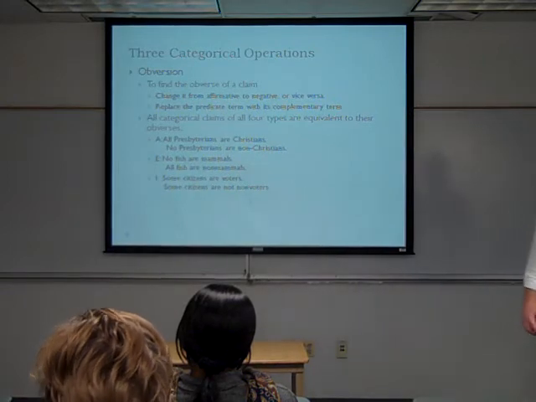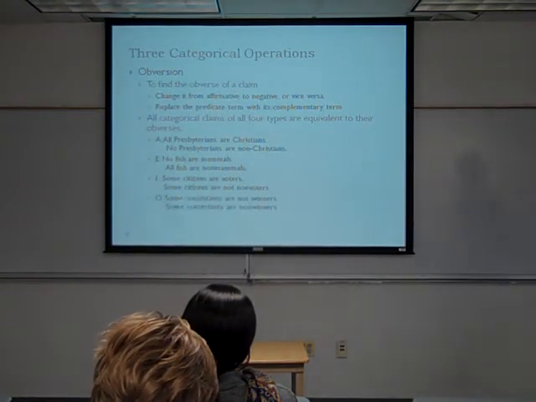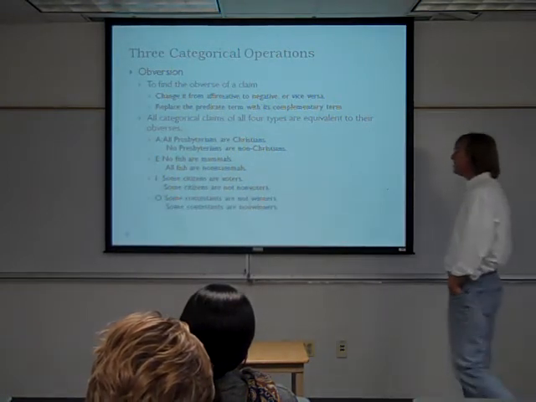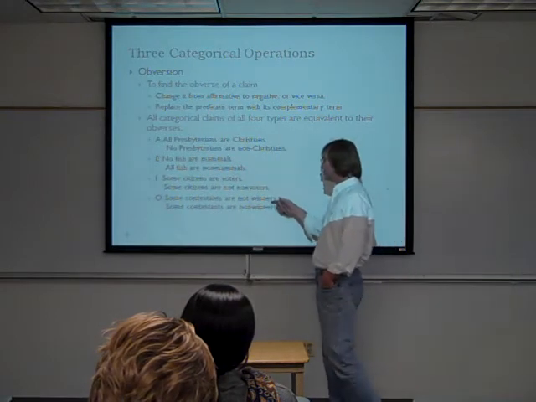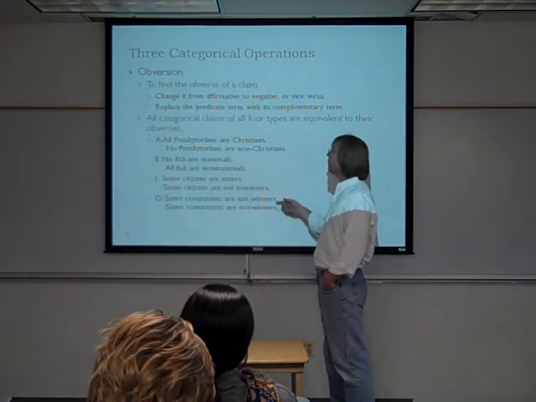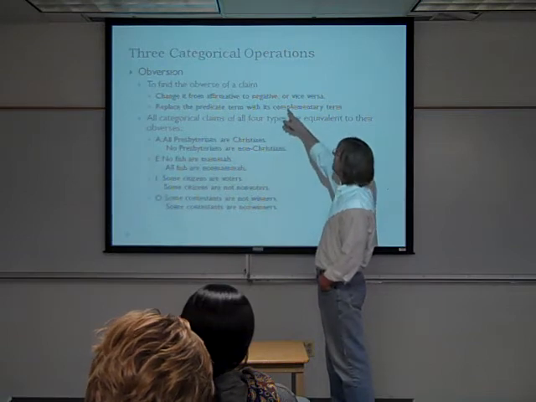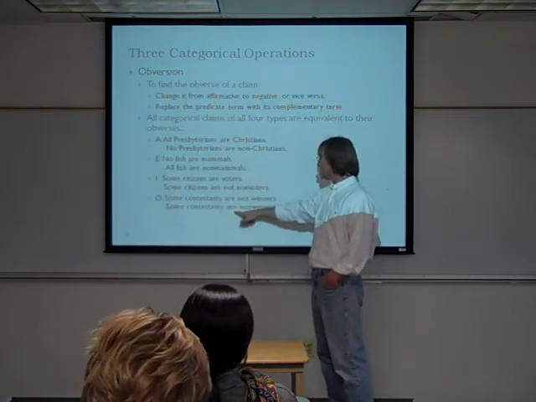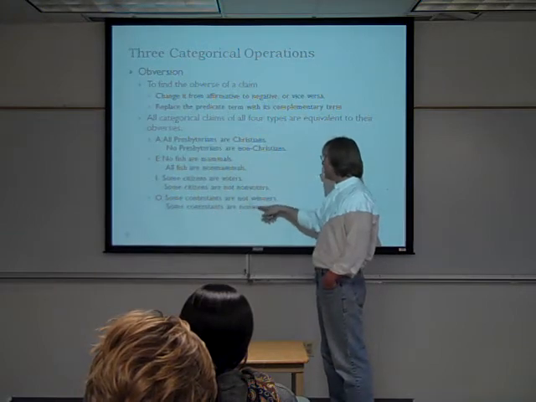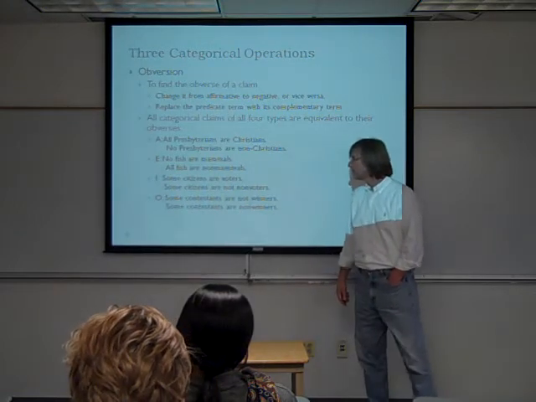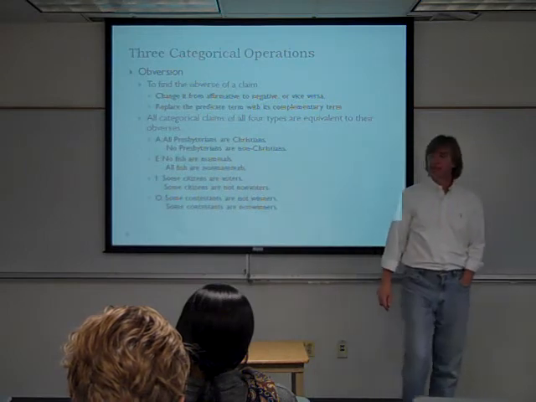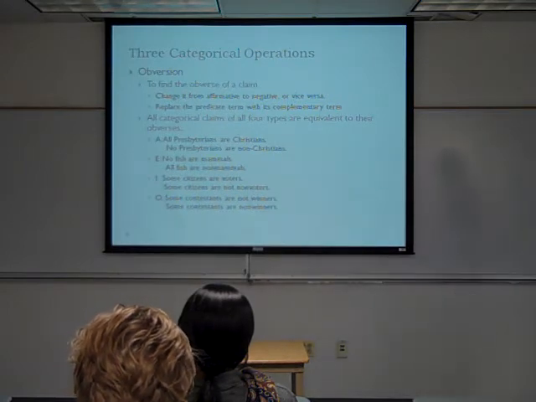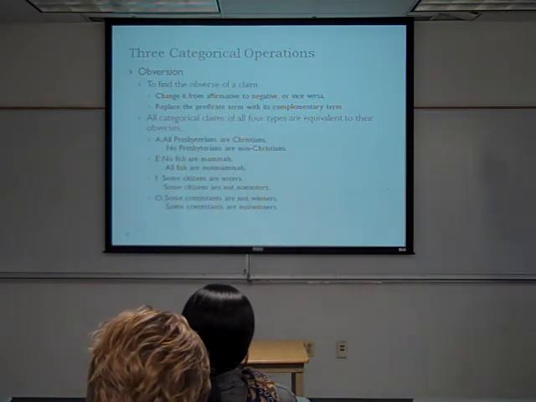See how that works? And the last one here, an O claim. Some contestants are not winners. That is a negative claim. We want to change it to a positive. So we say some contestants are non-winners. And you can see how they're logically equivalent. Obversion. Any questions?